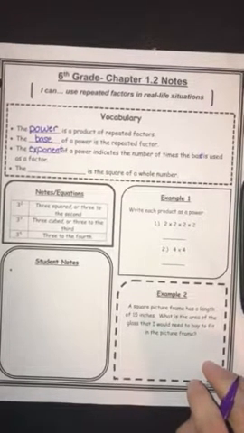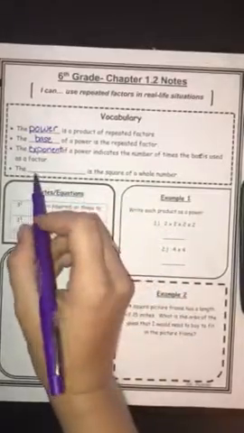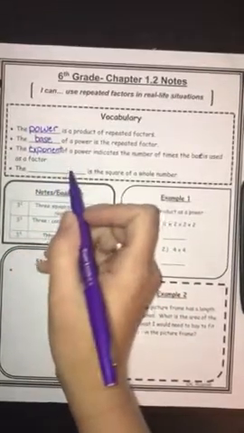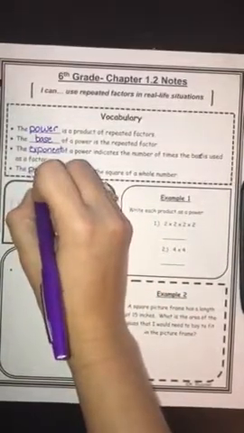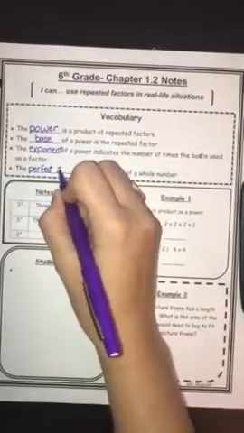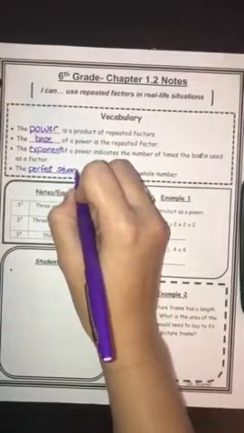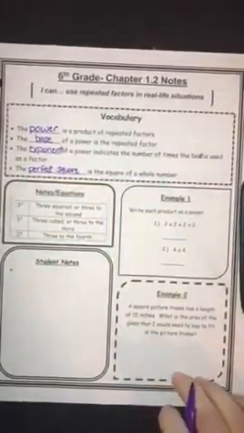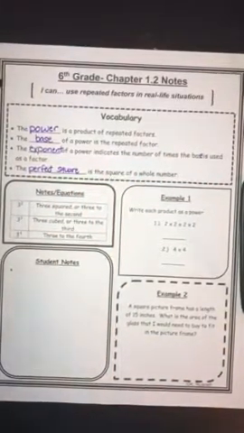Your last vocabulary term is the blank is the square of a whole number. The perfect square is the square of a whole number. So the perfect square is taking a number and squaring itself.